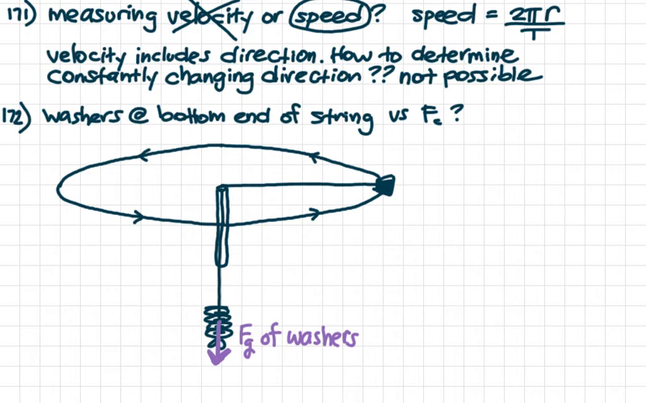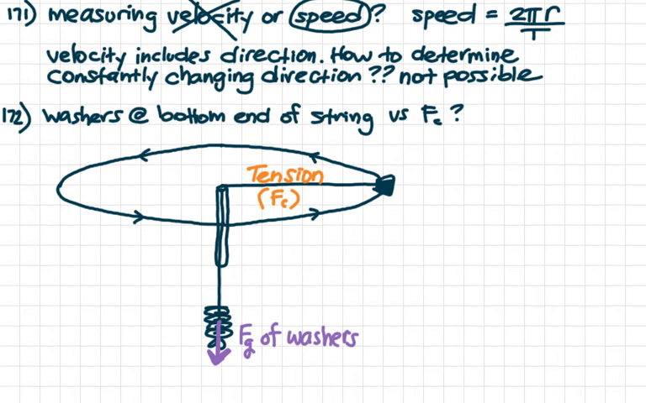But the rubber stopper is moving. It's moving in a circle, a uniform circular motion. And so that centripetal force is putting a tension on the string. So the tension in the string counterbalances the weight of the washers. And if the speed increases for the stopper, then the tension is greater than the weight of the washers, and the washers move up.